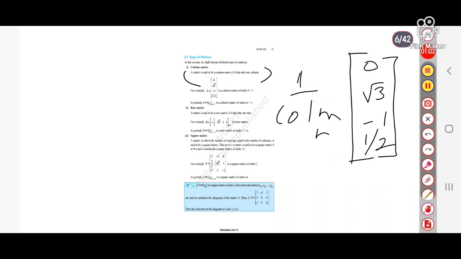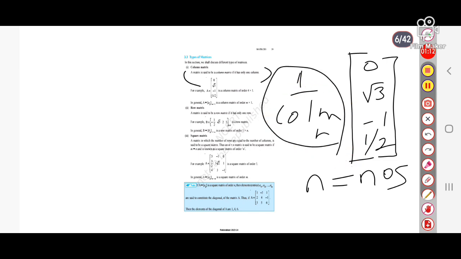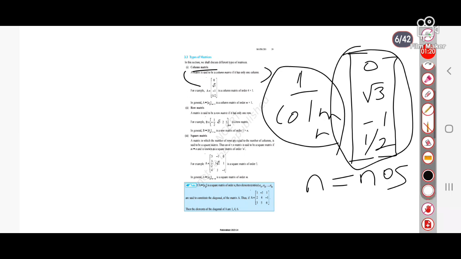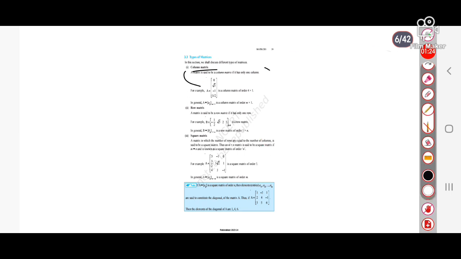The length can be n. Any number of numbers can be present inside the column matrix, but only one column. So this matrix is said to be a column matrix, right? These general things are to be known so as to continue the exercise further, right?